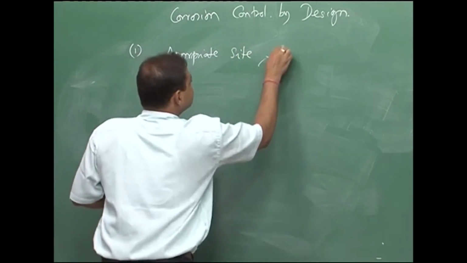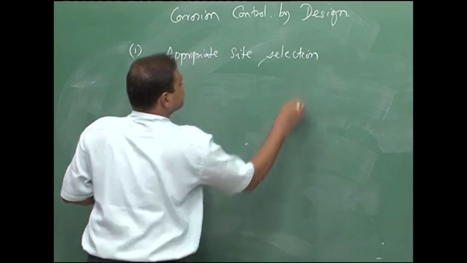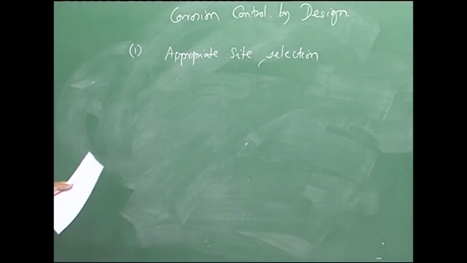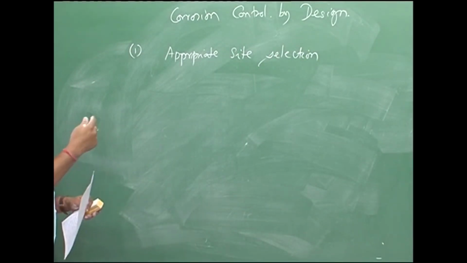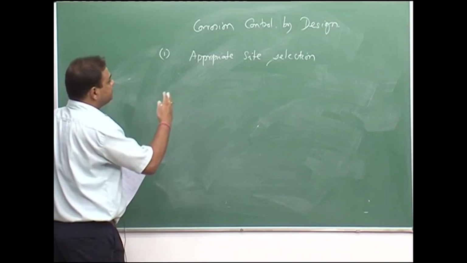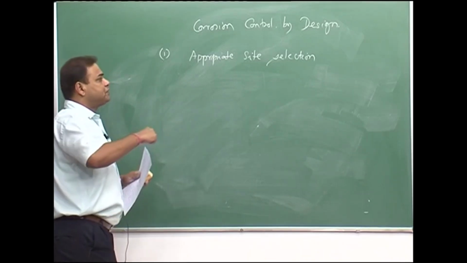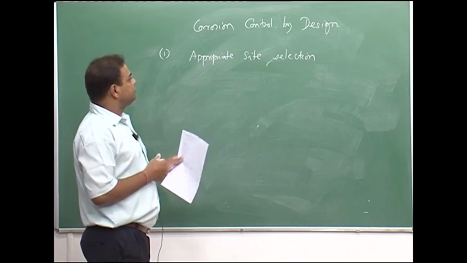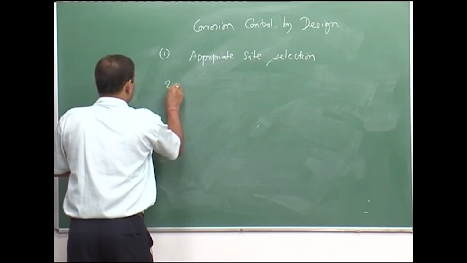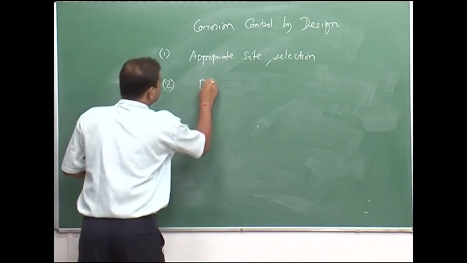Site selection. For example, if somebody wants to set up a factory, he should choose the site properly depending on the product of the factory. Then we can think of plant layout.